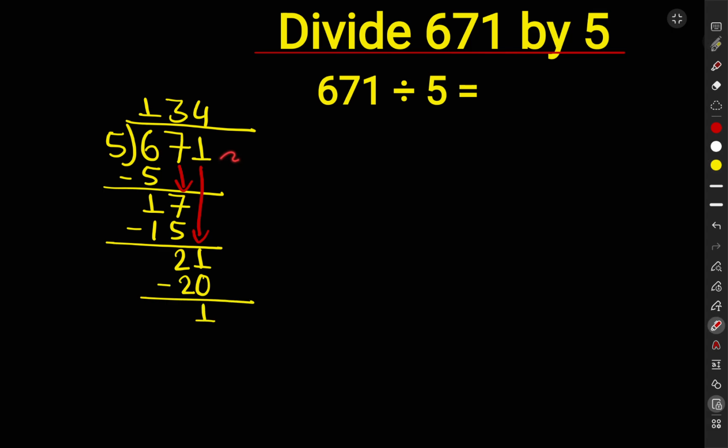So now we have no other number to put down. So we put a decimal here, so that we can put 0. So it is 10 and 5 times 2 is 10. On subtracting we get 0. So 671 divided by 5 is 134.2.